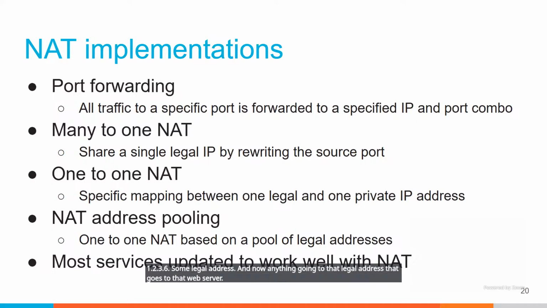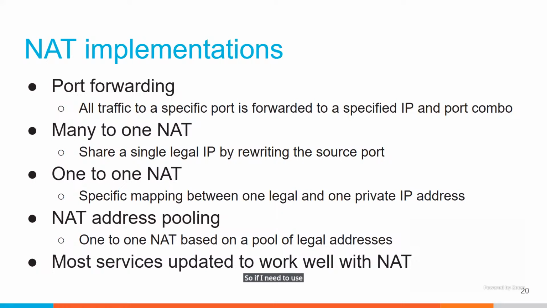NAT address pooling. So what I can do with that is I can do one-to-one address translation, but I can do it as a pool and I can rotate through. So if I need to use a fixed IP for an internal system for some reason, I could do that through NAT pooling. So with NAT pooling, I go in and say, okay, everything from 1.2.3.100 to 1.2.3.199 is a pool of legal addresses available for my users to assume when they go out to the internet. And now that'll keep that one-to-one mapping.